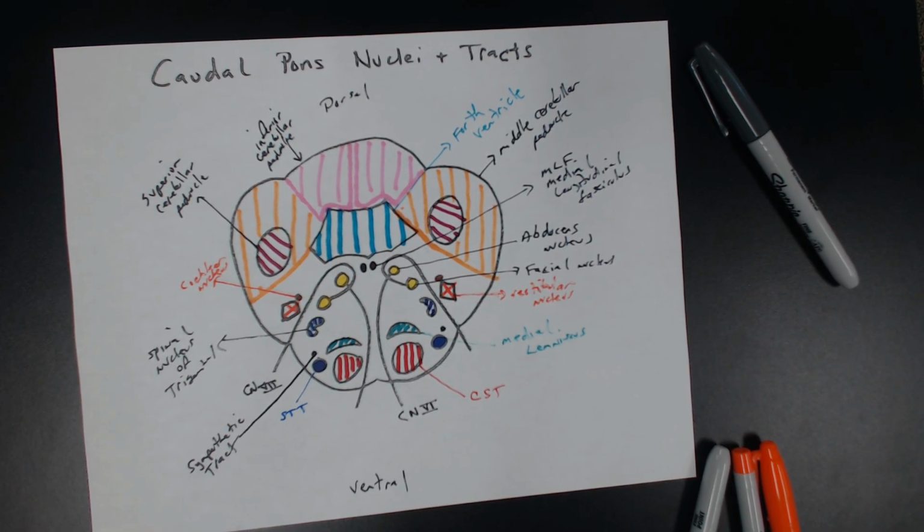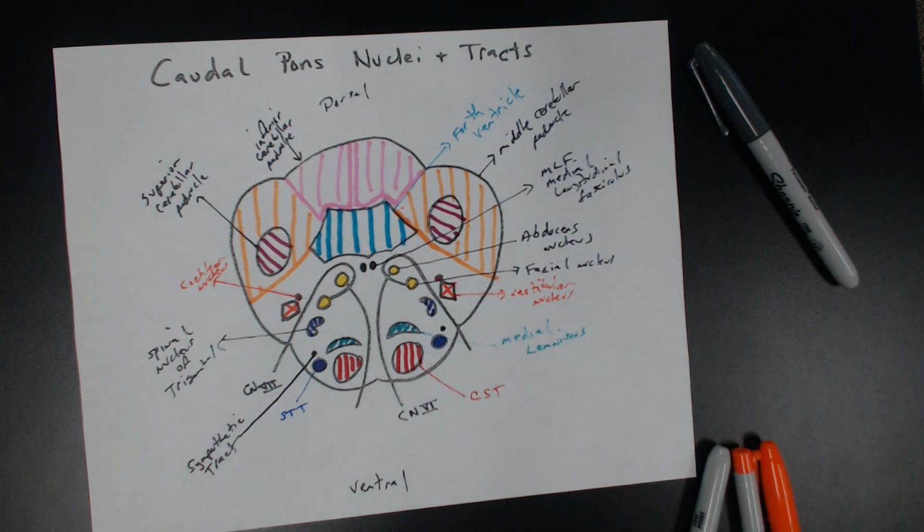Okay. That's it for the pons. All the things that we said we'd see: nuclei, efferent, afferent tracts, peduncles, ventricular system, all pieces. Questions about the pons? And I saved the easiest one for last.